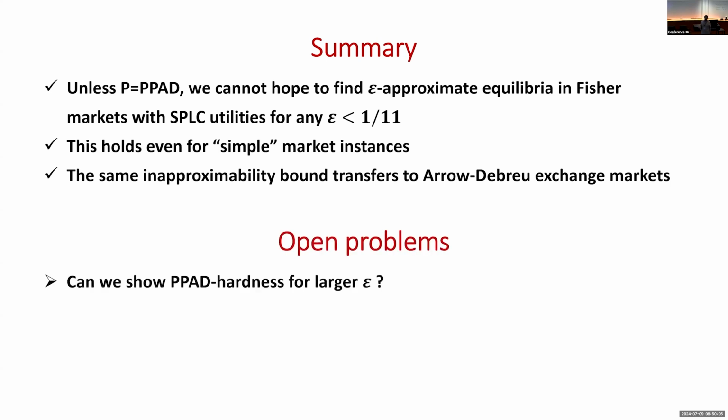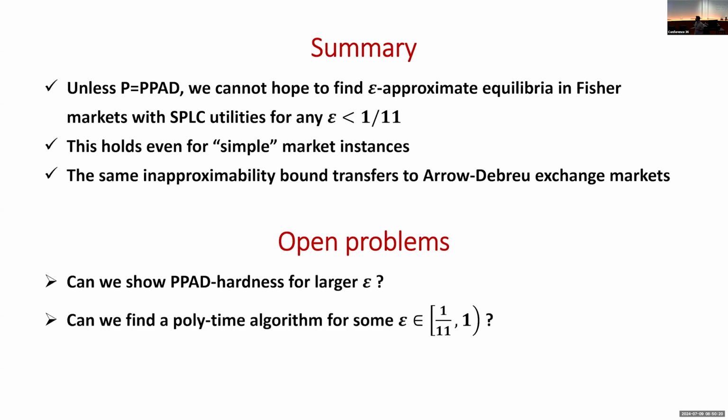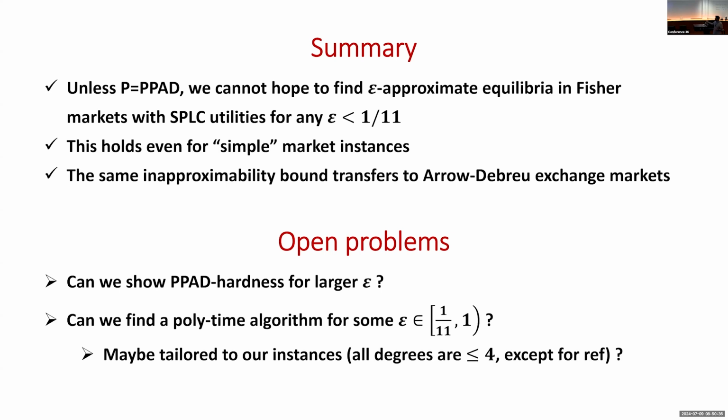Now, the open problems are, of course, related to closing the new gap that exists between 1/11 and 1. Can we close this gap from below? Can we find some better hardness, some larger inapproximability? Or can we find some polynomial time algorithm for some epsilon that is at least 1/11? If we cannot do that, can we at least find such a polynomial time algorithm for the specific instances that we have, which have degrees at most 4, except for one good that is the reference good?